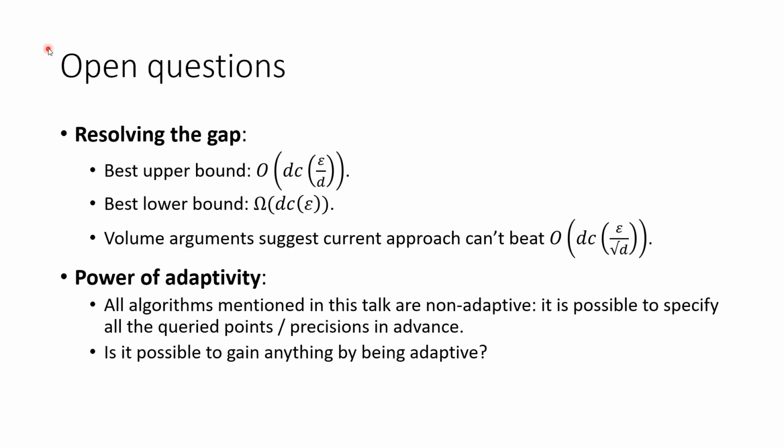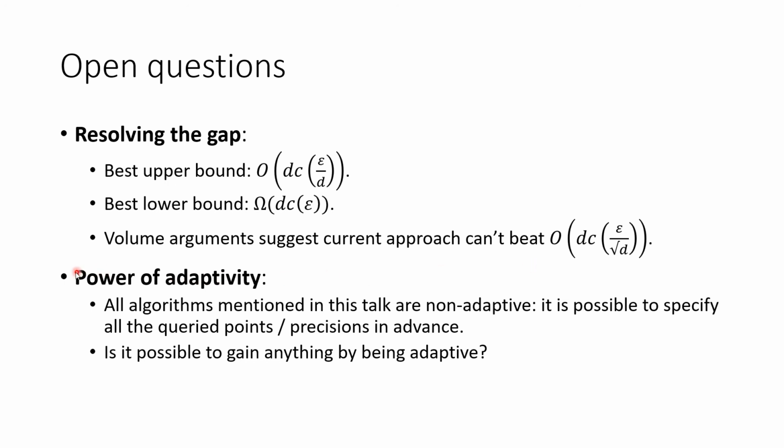Great. So I'll conclude with some quick open questions. I mentioned that in this paper we show an O of d times C of epsilon over d upper bound. The best lower bound we have, from a simple information theoretic argument, is omega of d times C of epsilon, and it's interesting to figure out what the actual answer is. There are some volume arguments that suggest that the current approach of picking a polytope and containing S in a dilation of this polytope can't beat O of d times C of epsilon over square root of d. And we think that this might be the correct answer. We think that this might be tight.